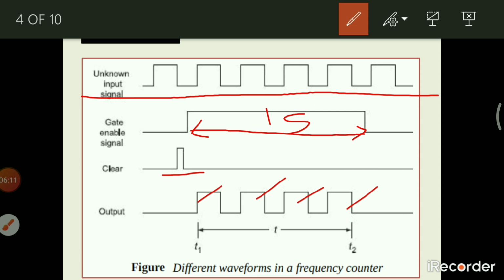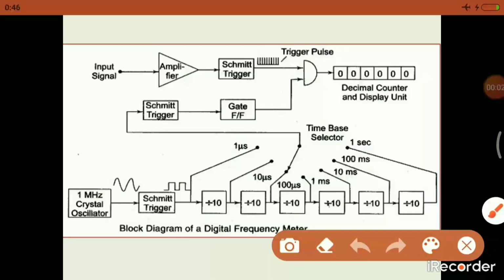It means that the frequency of the unknown signal is 4 Hz. We know that one cycle means one positive half cycle and one negative half cycle. So this is a positive and negative half cycle, positive and negative half cycle. So here 4 pulses are produced, the counter will count 4, and 4 means the 4 Hz frequency of the unknown signal. Block diagram of digital frequency meter.